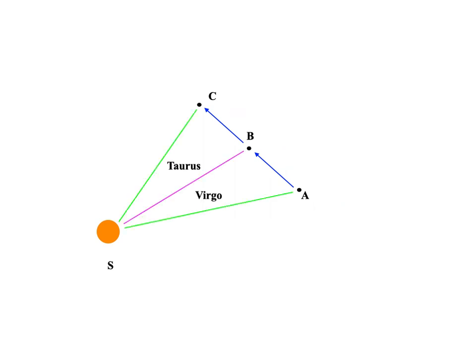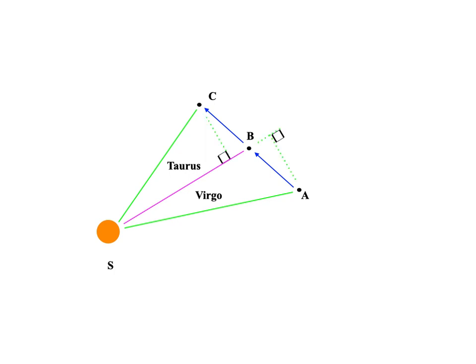We can construct two triangles as shown here. Let's call them Virgo and Taurus. Question: is the area of Virgo equal to the area of Taurus? Well, let's find out. Notice first of all that they share one side, now shown in magenta, which we hereby establish as the base of both Virgo and Taurus.